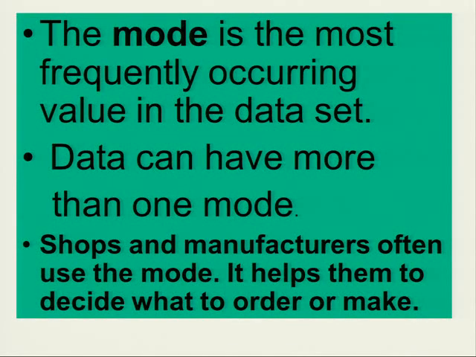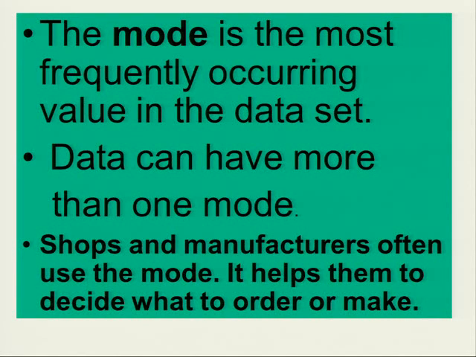Remember that shops and manufacturers often use the mode. It helps them to decide what to order or to make. The mode is the number that appears most frequently. So when the shops decide what to order, they look at what is being bought most frequently by the consumers, and then they stock up on that particular item.